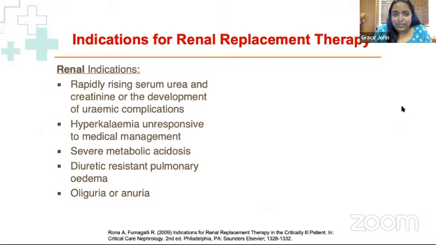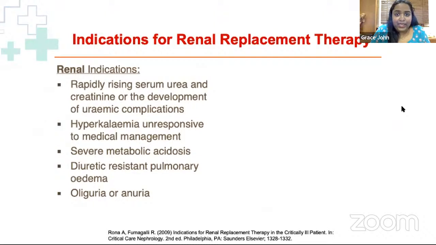That is the major one that we all know. But there are other things as well, like whenever there is a rapid rise in urea and creatinine. It can be part of a multi-organ dysfunction, it can be some other kidney insult that can happen. It can be pre-renal, renal, post-renal.